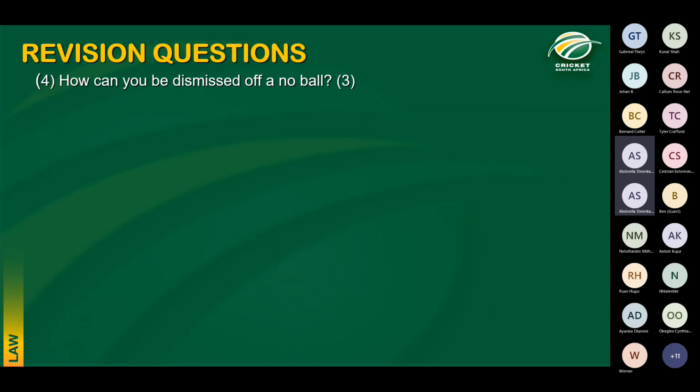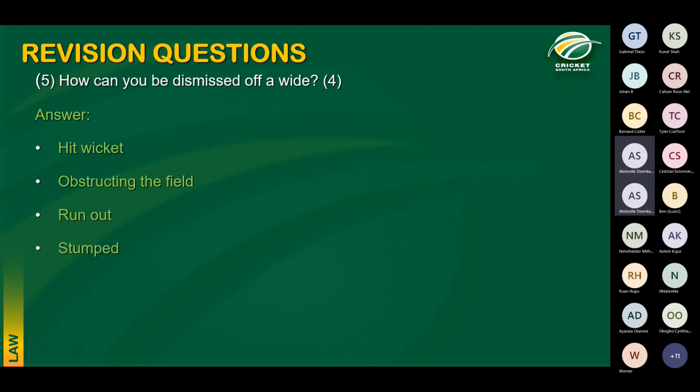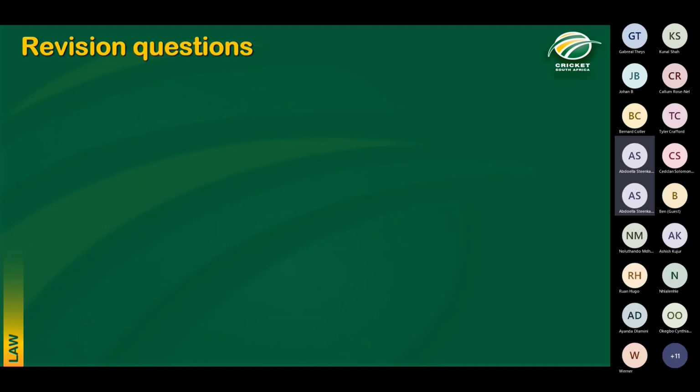How can you be dismissed off a no ball? There are 3 ways. Hit the ball twice, obstructing the field, and run out. How can you be dismissed off a wide? There are 4 ways. Hit wicket, obstructing the field, run out, and lastly, stumped.